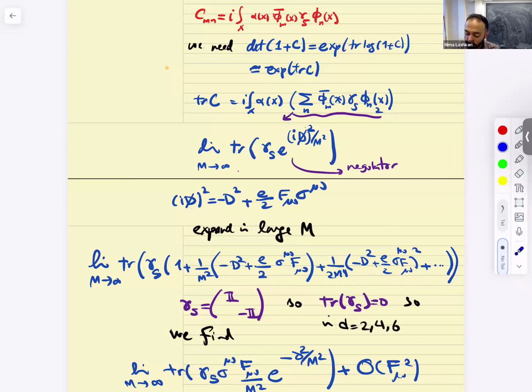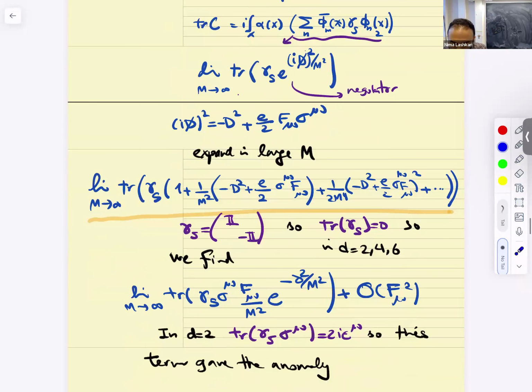Are you guys with me here? Sorry, I think so, up to here everything is in general dimensions. We're good. Gamma 5 in 2, 4, 6, whatever even dimension looks like this. So the trace of it is 0. This term drops out. Good. Right? As it should. So we have to focus on this term.